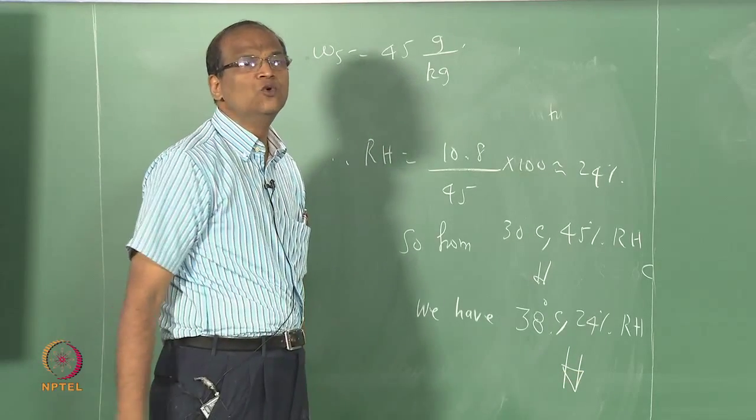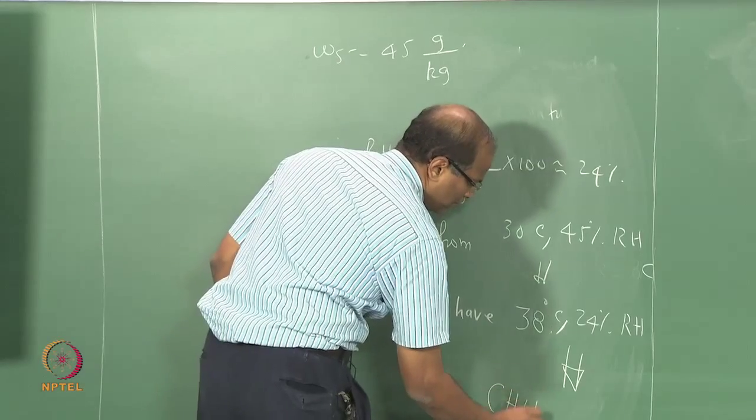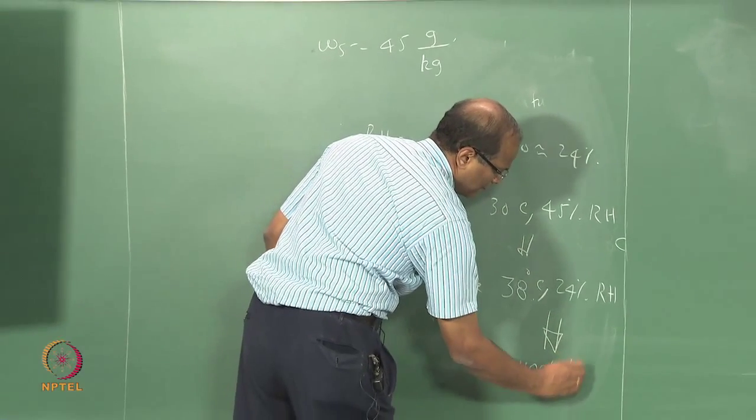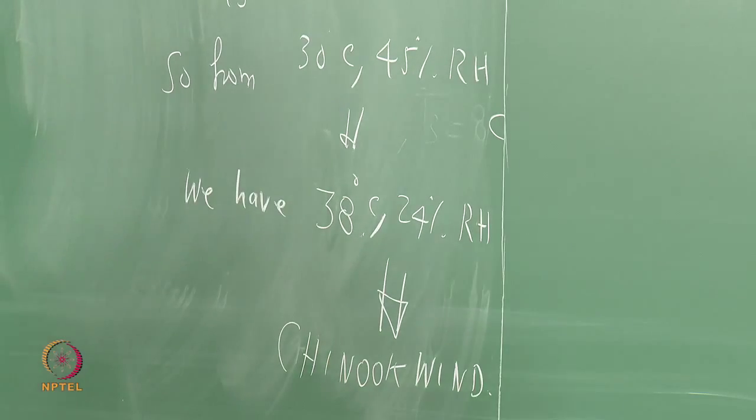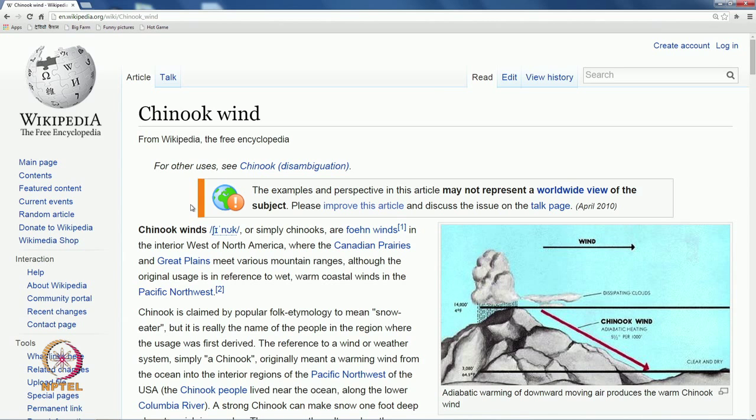Such a wind is called a Chinook wind. Okay. See, that is a Chinook wind. Adiabatic warming of downward moving air produces the warm Chinook wind. So it is rising here, then it is dissipating its moisture. Then there is adiabatic heating, and you are getting clear and dry air. So, this is Chinook wind. Chinook winds are simply Chinooks, or how do you pronounce this, Marius? F-O-E-H-N.